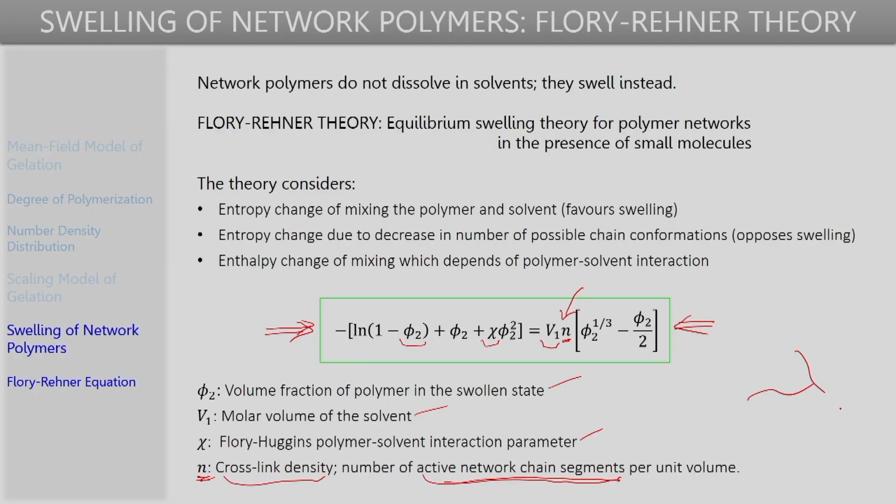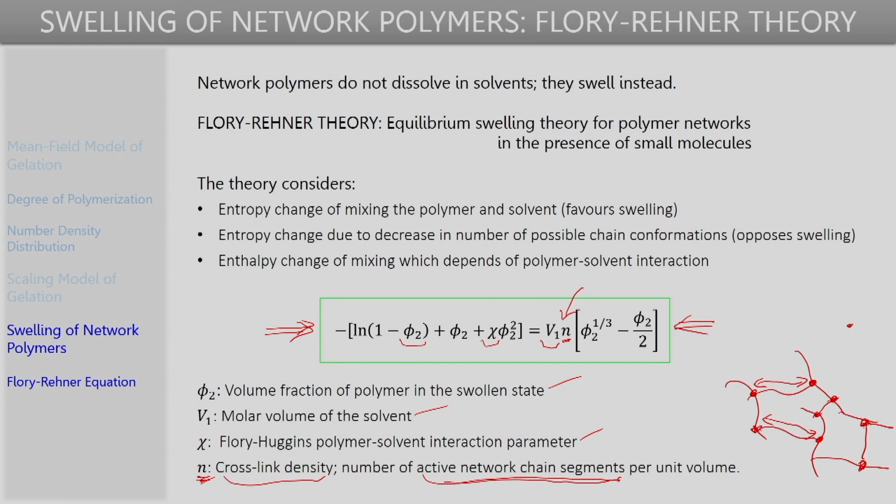So, if we consider a network polymer, and if we consider different kinds of junction points, these are junction points, and this is the active network segment that we are talking about. So, the number of such network segments between two junction points per unit volume, that is what this N is. And if we are talking about the number density of these junction points, then that will depend on the functionality of each junction point.